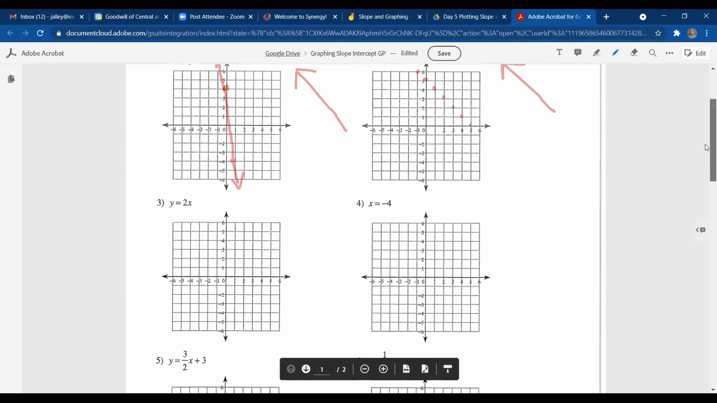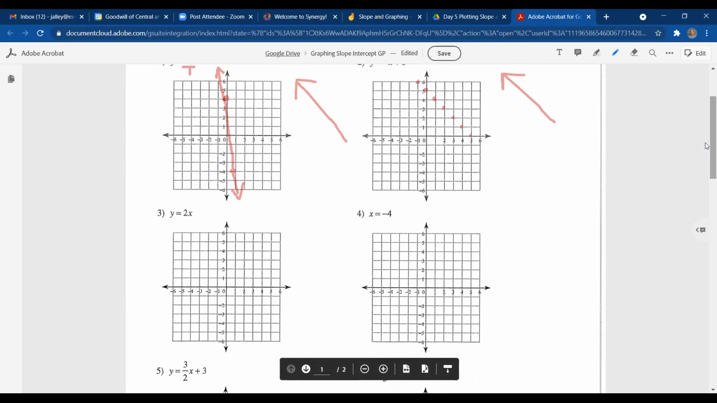All right, now number 3. What's the y-intercept?